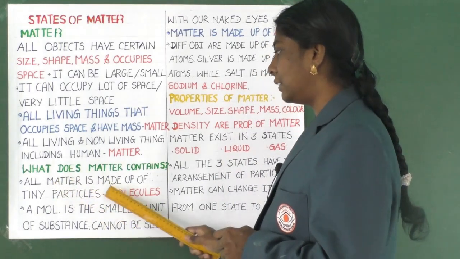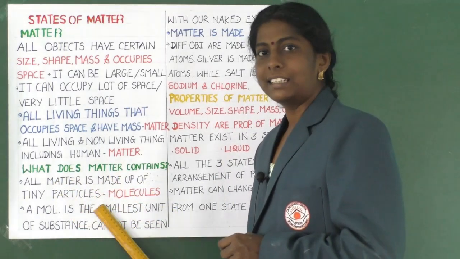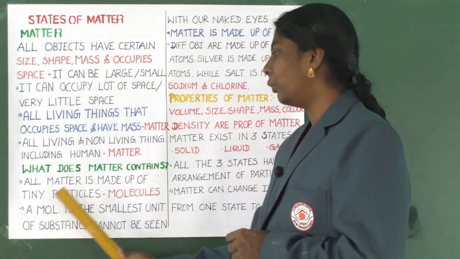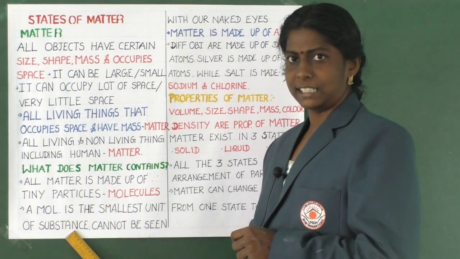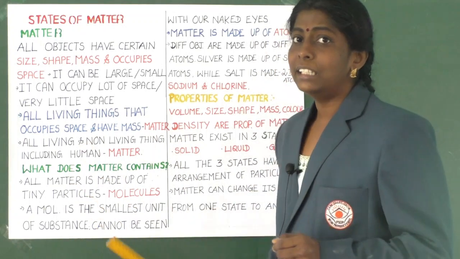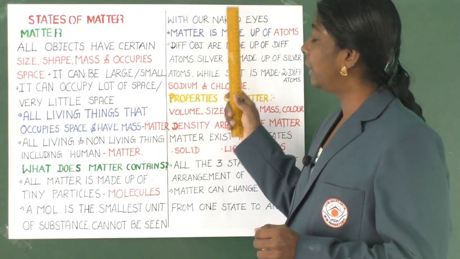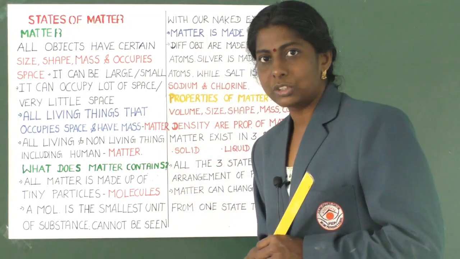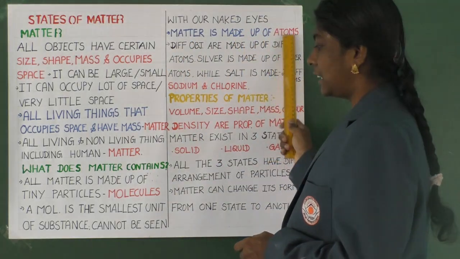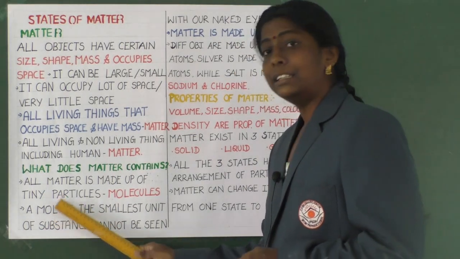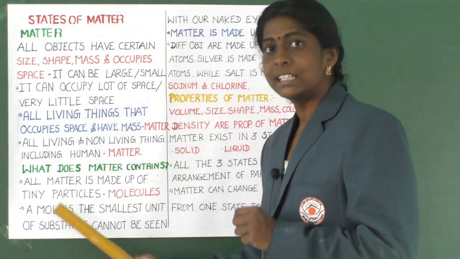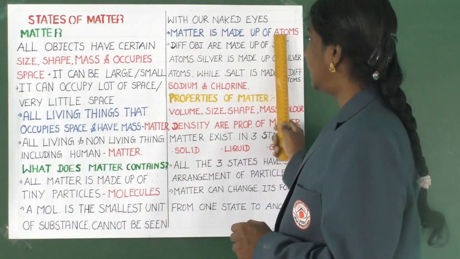All matter is made up of tiny particles called molecules. A molecule is the smallest unit of a substance which cannot be seen with our naked eyes. We can see these molecules only through a microscope. Again, a molecule is further made up of atoms. I said matter is made up of molecules and molecules are made up of atoms.